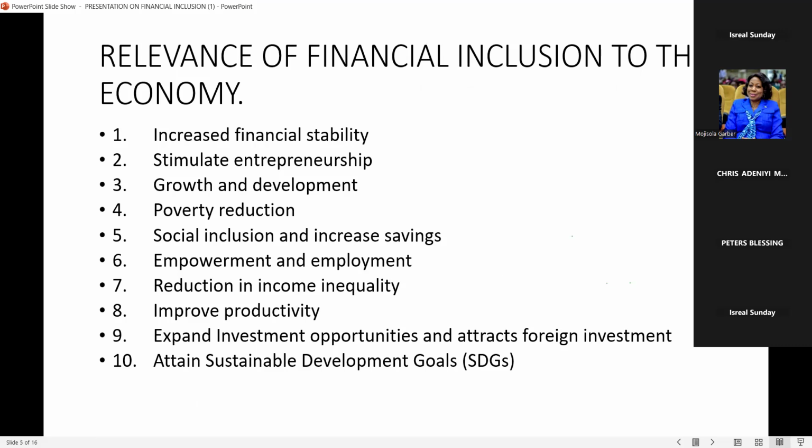Now, what is the relevance of financial inclusion to the economy? You know, we mentioned that briefly when we were introducing the meaning of financial inclusion. What is the relevance? Of what importance? What role does financial inclusion play in the economy? Okay, and these have been listed there. Now, let's begin from this 10, attain sustainable development goals.